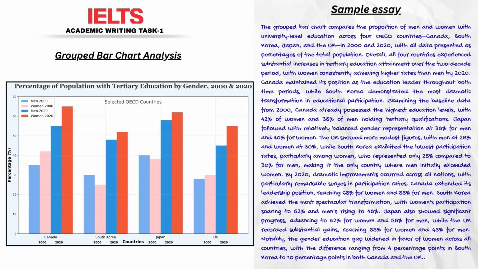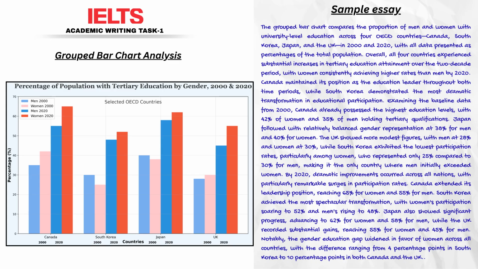Paragraph 4 continues this excellence. It starts with another great cohesive phrase. By 2020, dramatic improvements occurred across all nations. It uses powerful language like dramatic improvements and remarkable surge. The essay concludes by noting that the gender education gap widened in favor of women, which demonstrates advanced analytical observation of changing patterns.